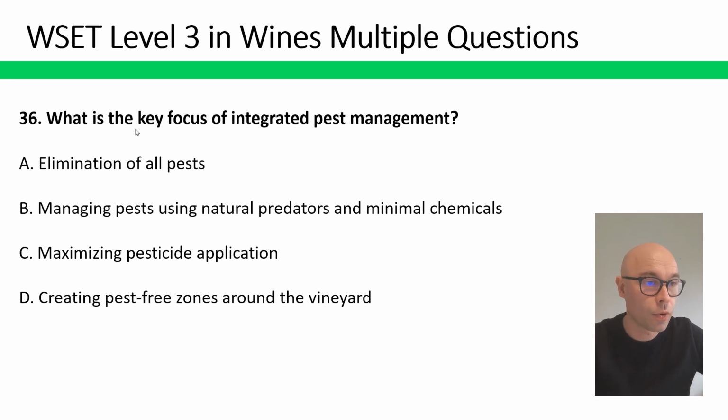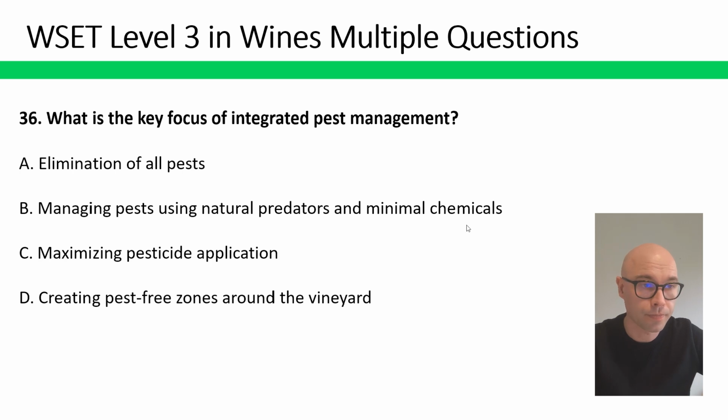What is the key focus of integrated pest management, or lutte raisonnée in French? Eliminates all pests, managing pests using natural predators and minimal chemicals, minimizing pesticide application, maximizing pesticide application, creating pest-free zones around vineyards. So the correct answer is B, managing pests using natural predators and minimum chemicals.